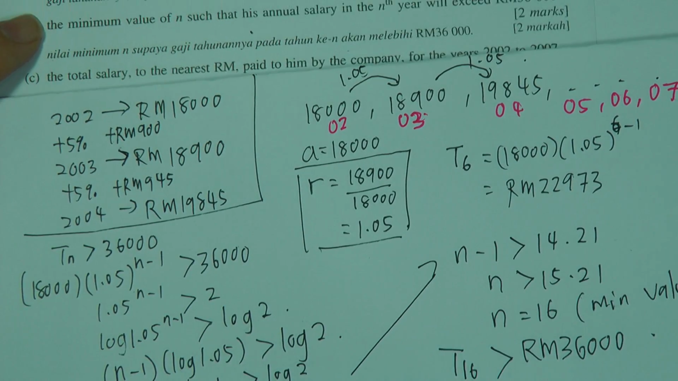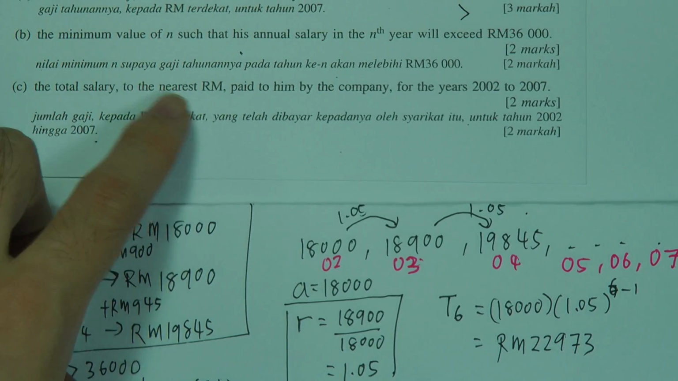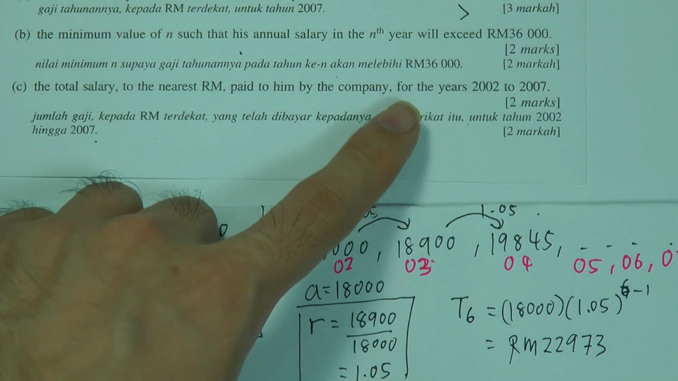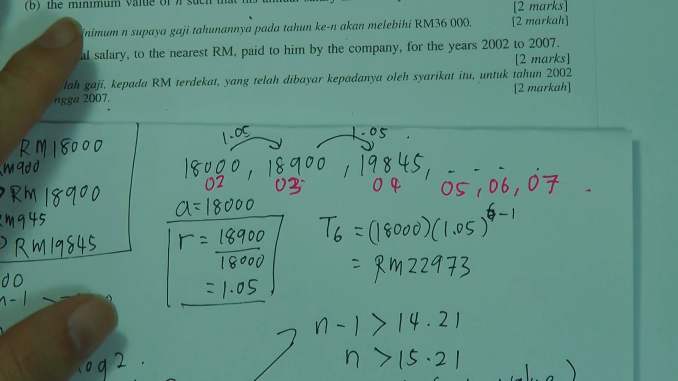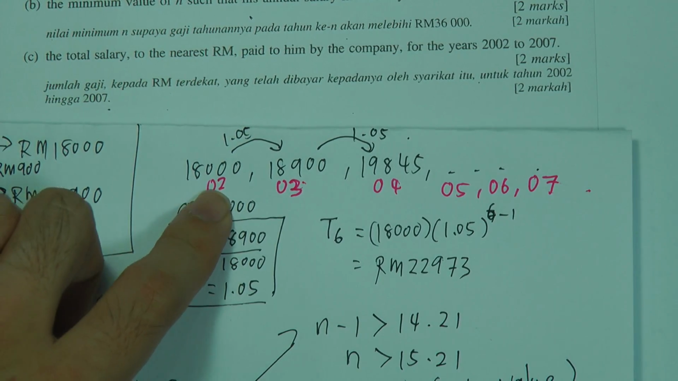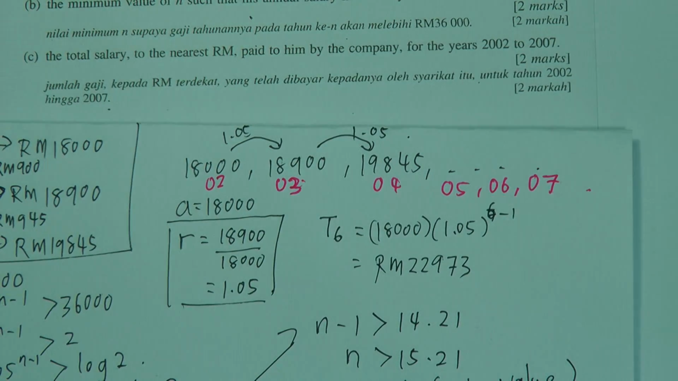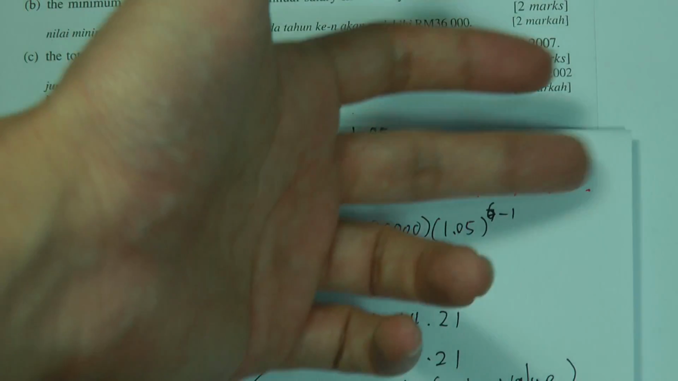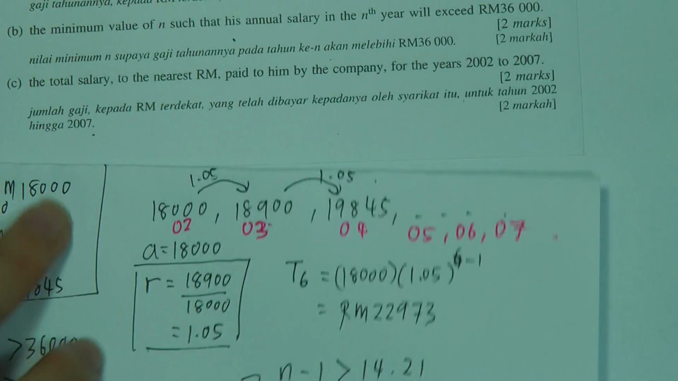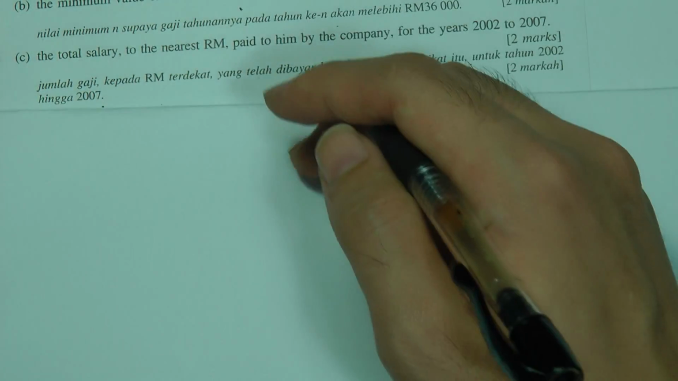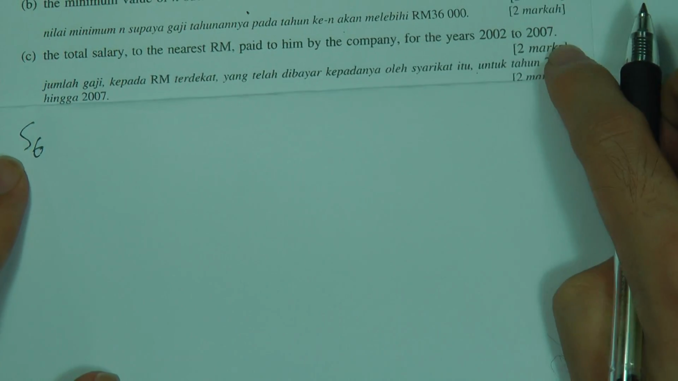Then we got the last part. Last part is very simple. He says the total salary, to the nearest RM, paid to him by the company for the years 2002 to 2007. Means what? He wants a total salary, means you have to add the 2002, 2003, 2004, 2005, 2006, 2007. So means you have to use the sum from the first term to the 2007. So it's 1, 2, 3, 4, 5, 6. This one is S6. So I straight away write S6 because from year 2002 to 2007 you got 6 years.